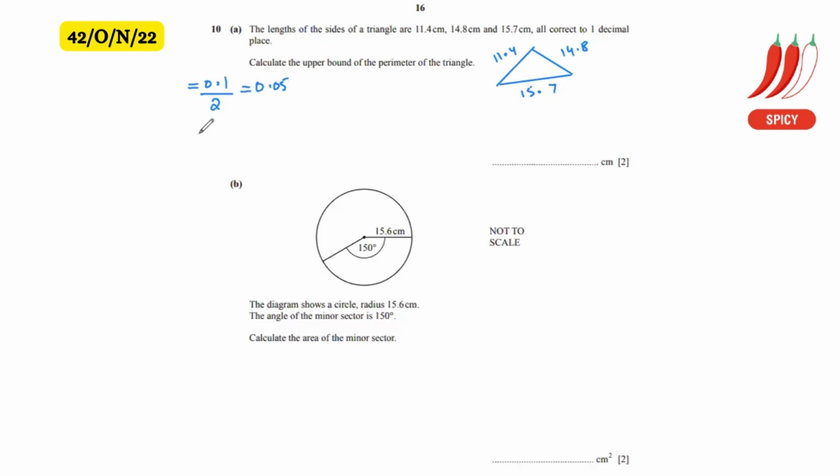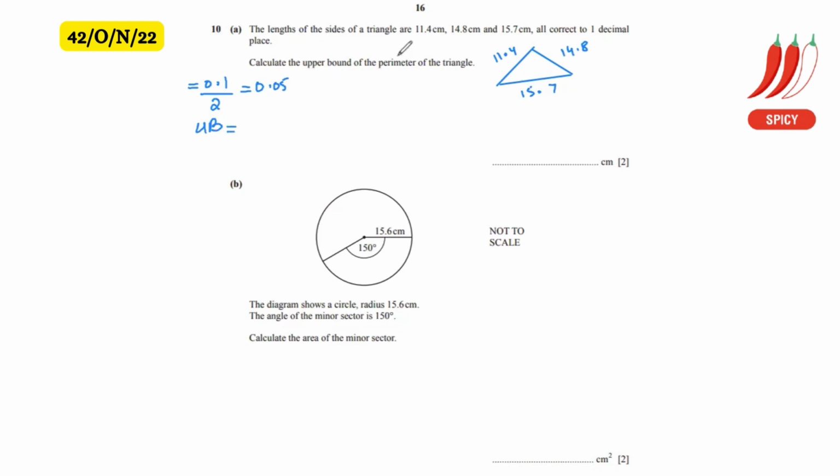Now, since we're talking about the upper bound, and in perimeter we're adding the lengths, in addition you find the upper bound of the measurements and then put them in the formula. If they talk about the lower bound of the perimeter, you would find the lower bound of the lengths, and then put those in the formula to find the lower bound of the perimeter.